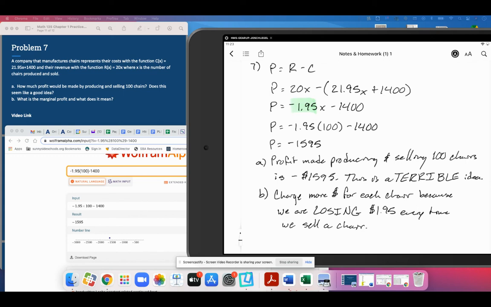Okay, and so you can see again from our cost and revenue functions as well that the marginal cost is $21.95 and the revenue is only $20. So it's costing this company $21.95 to make a chair, and they are only selling it for $20. That is a terrible idea and is a fast way to lose a bunch of money and go out of business.